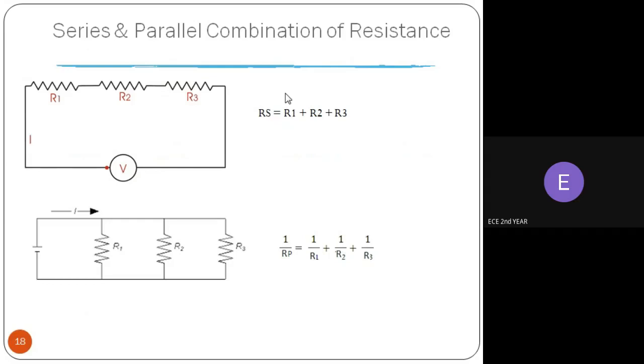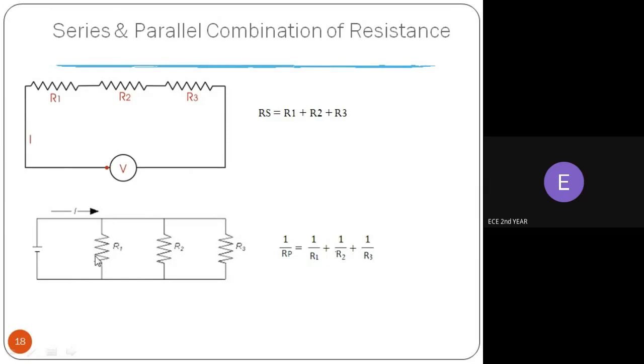Here the value of total resistance is always greater than the individual resistances. So Rs is greater than R1, R2 and R3. This is the formula to calculate the total resistance in a series combination. And the second one is the parallel combination.